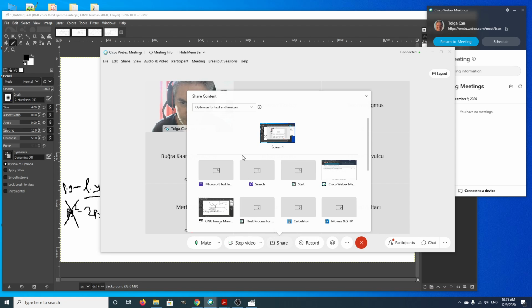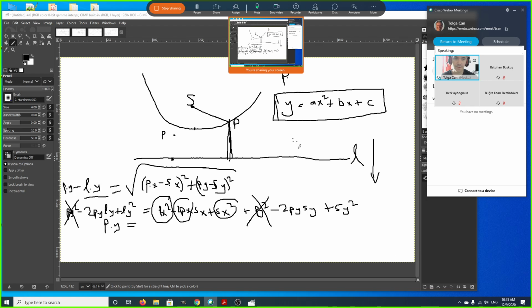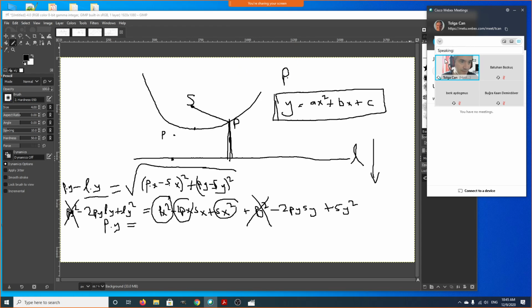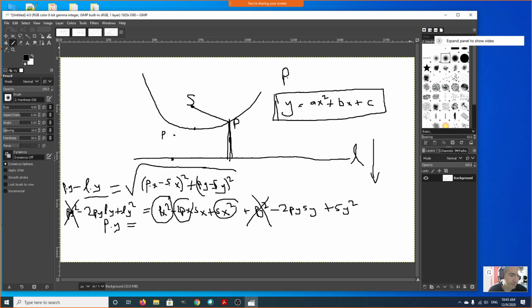Okay, so we are going to now see the details of our plane sweep algorithm, and I'm going to show you an interactive website that is actually showing the steps of the algorithm very well.